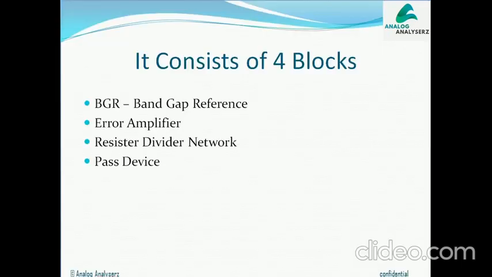So this LDO basically consists of 4 blocks. First is BGR, that is band gap reference, which provides the reference voltage signal. Second is the error amplifier. Third is the resistive divider network, which we can also call the feedback network. And fourth is the pass device, which is called the power transistor.